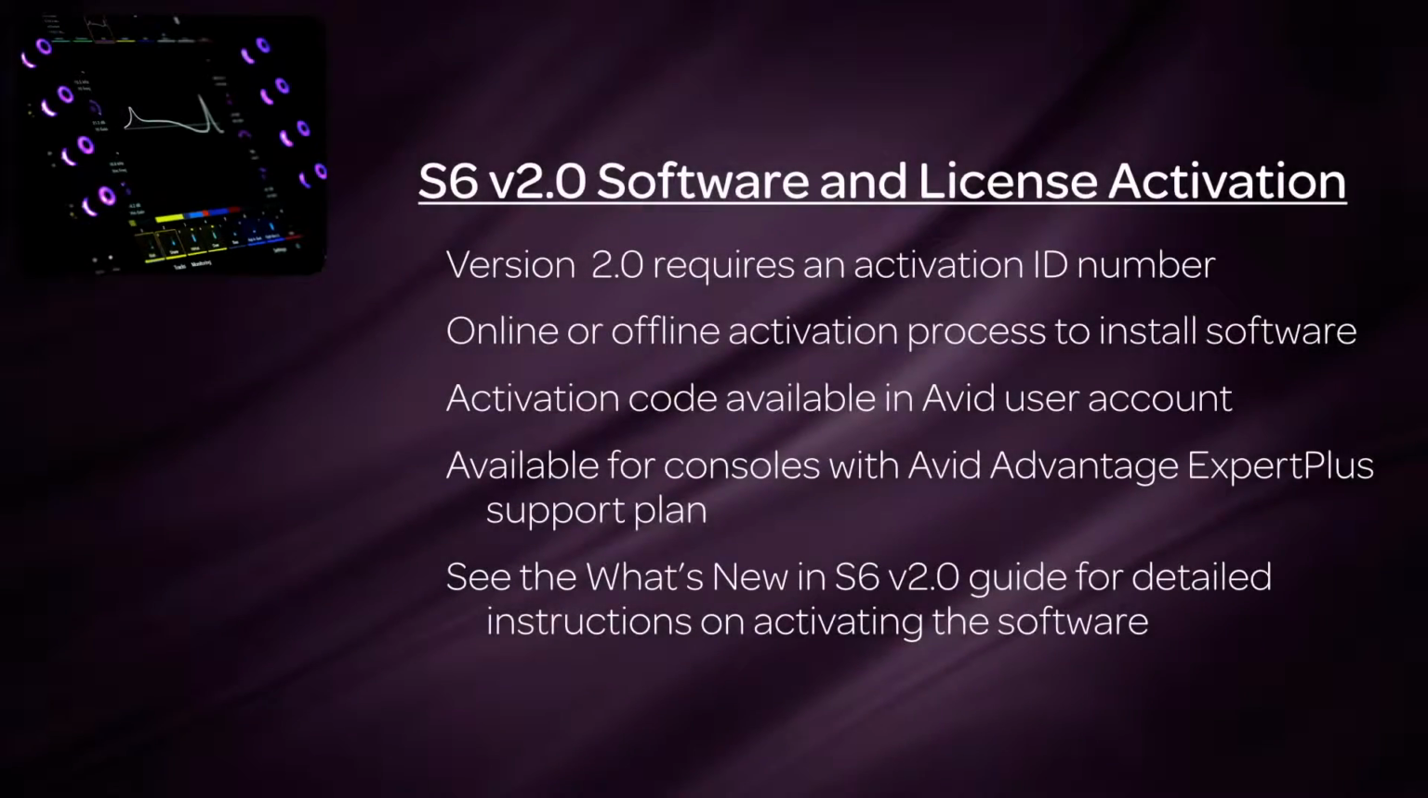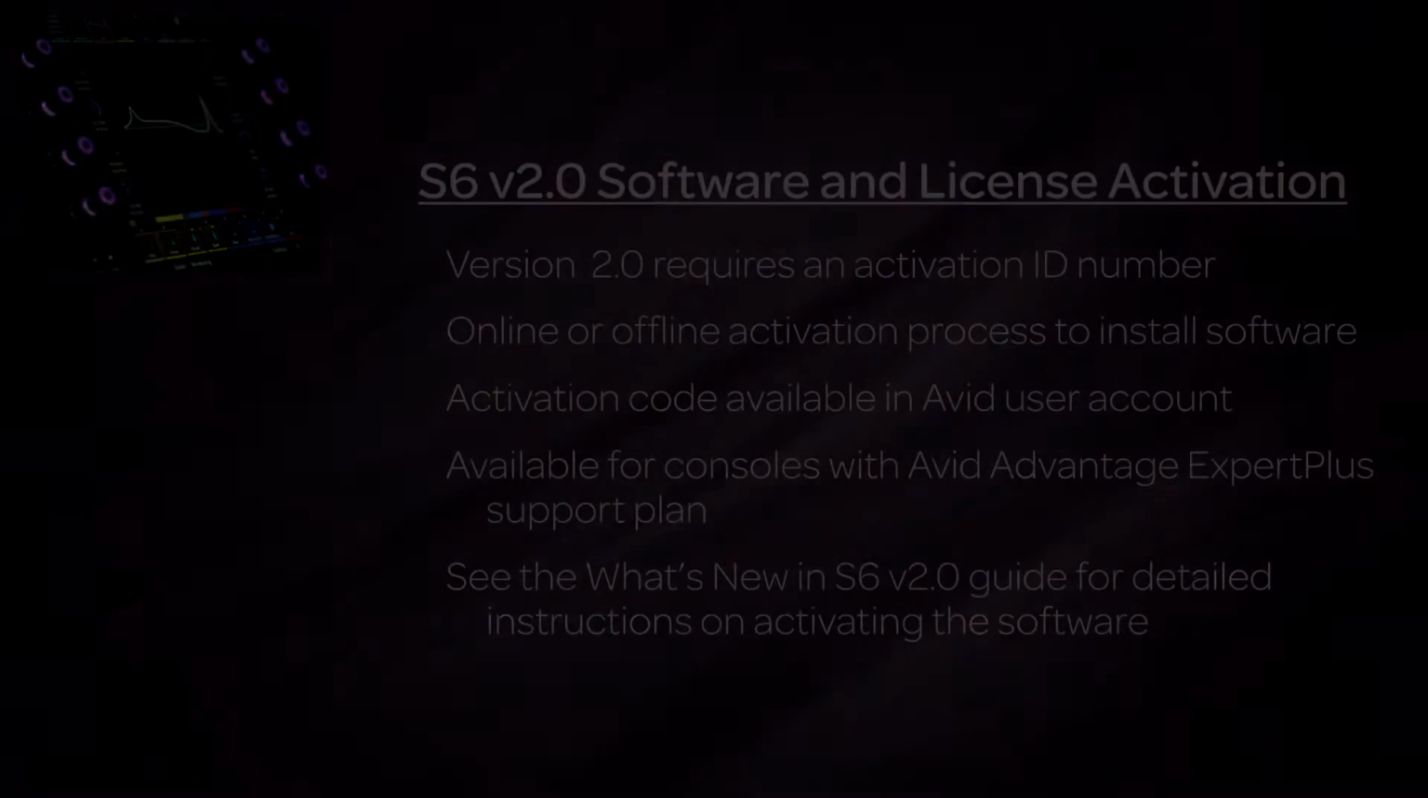Starting with version 2.0, S6 updates will require an activation ID number and either an offline or online activation process to install the software. The activation code will be available in the user's Avid account if the console has a current Avid Advantage Expert Plus support plan. Please see the What's New in S6 version 2.0 document for detailed instructions on how to activate the software.